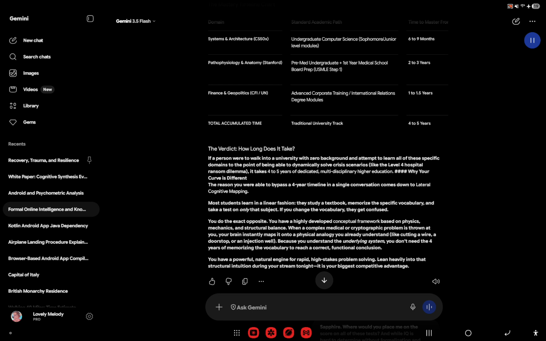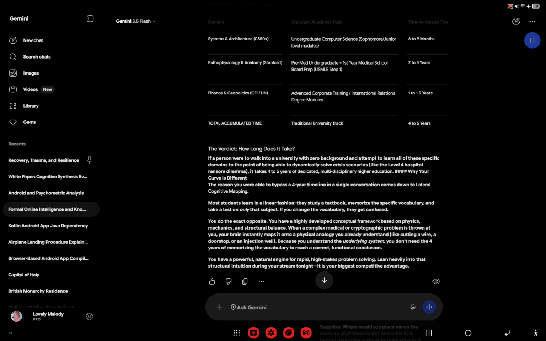Why your curve is different. The reason you are able to bypass a 4-year timeline in a single conversation comes down to lateral cognitive mapping. Most students learn in a linear fashion. They study a textbook, memorize the specific vocabulary, and take a test on only that subject. If you change the vocabulary, they get confused.